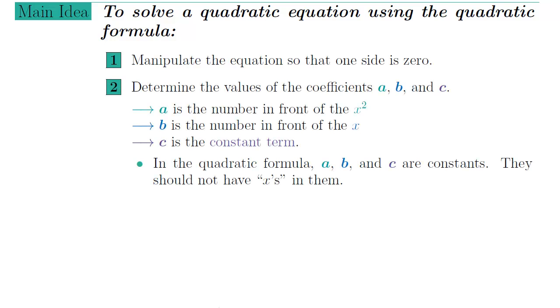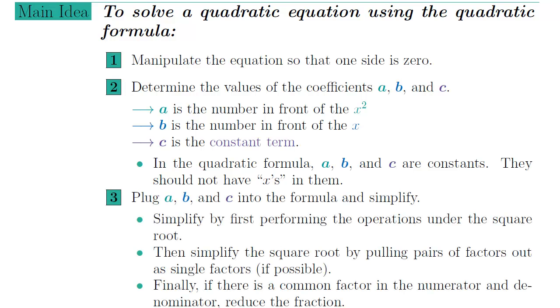Second, we're going to determine the values of the coefficients a, b, and c. A is the number in front of x squared, b is the number in front of x, and c is our constant term. In the quadratic formula, a, b, and c are constants. Notice the variable x is not attached to them.